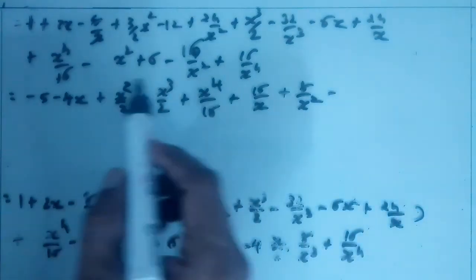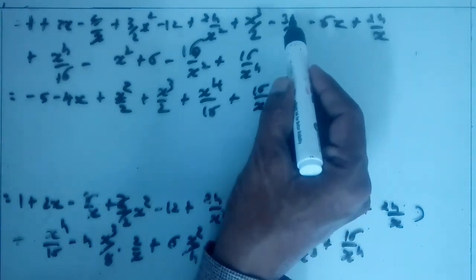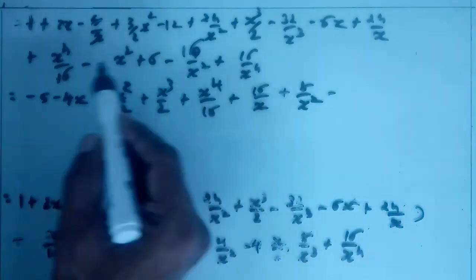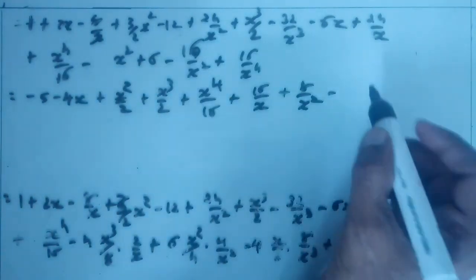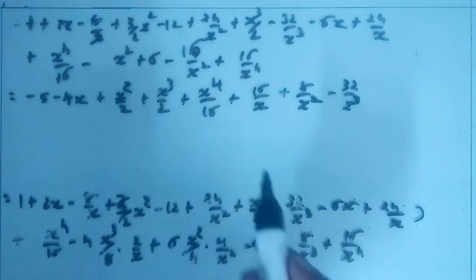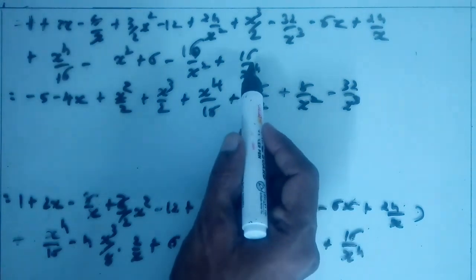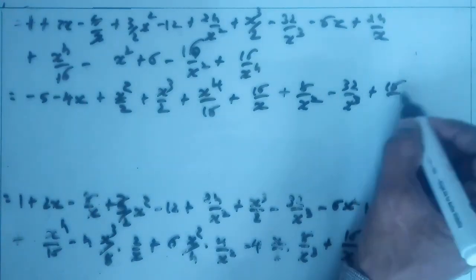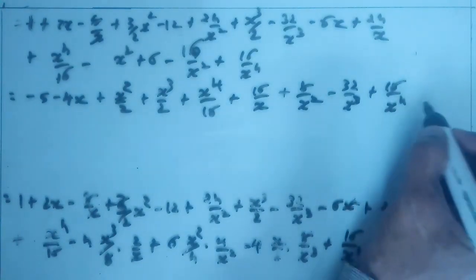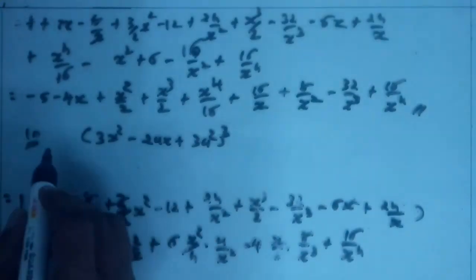minus here, term with 1 upon x raised to 3, minus 32 upon x raised to 3, only one term now, minus 32 upon x raised to 3. Now term with 1 upon x raised to 4, that is 16 upon x raised to 4 plus 16 upon x raised to 4, clear. This is the answer.